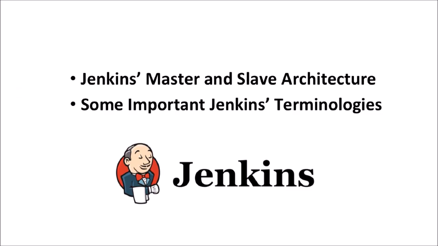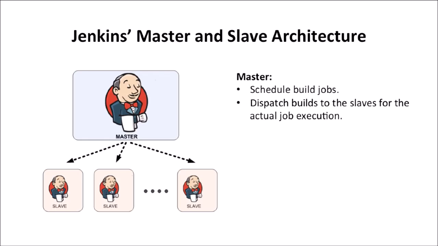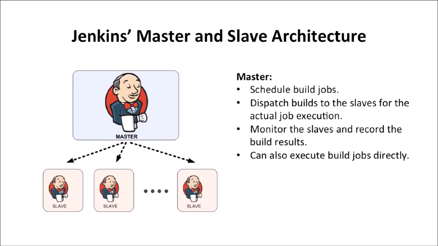In this lecture, we're going to take a look at Jenkins master-slave architecture and introduce some important Jenkins terminologies. Jenkins uses a master and slave architecture to manage the distributed builds. The master's job is to handle scheduling build jobs, dispatching builds to the slaves for the actual job execution, monitoring the slaves, and recording the build results and presenting the build reports. It's worth mentioning that even in a distributed architecture, a master instance of Jenkins can also execute build jobs directly.